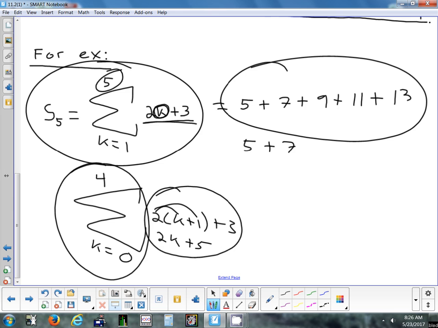Okay. Any questions on that? 1 is the most common place to start. 0, you do see that a little bit too. But generally, 1 and 0 are the most common.